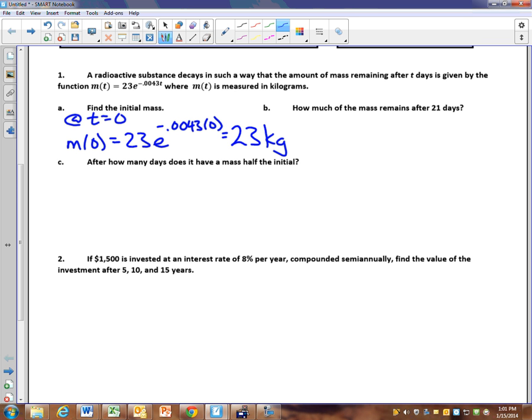So the question is, how much mass remains after 21 days? How will I calculate that? Plug in 21. And we have m of 21 is equal to 23 times e to the negative 0.0043 times 21.